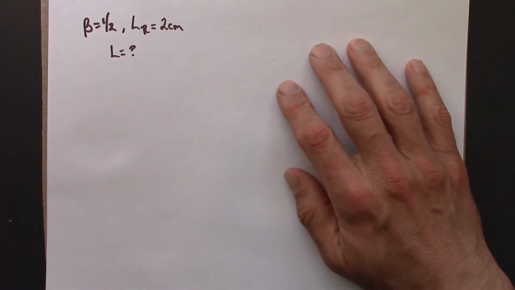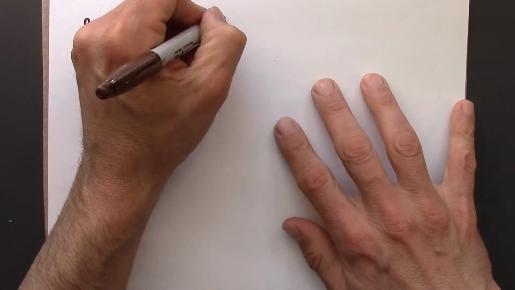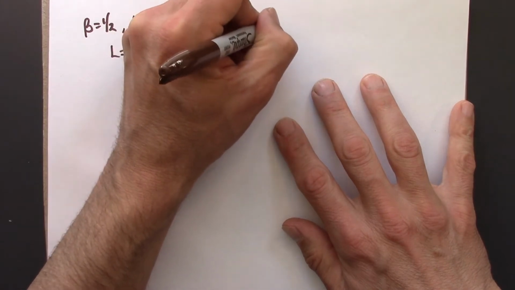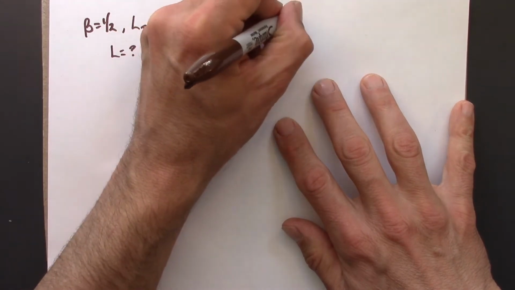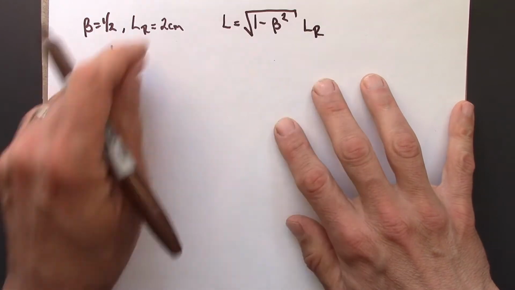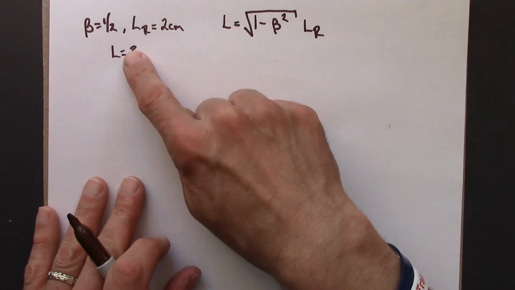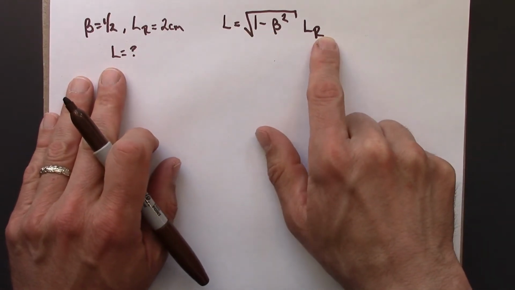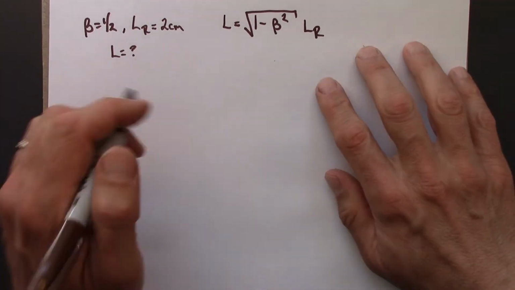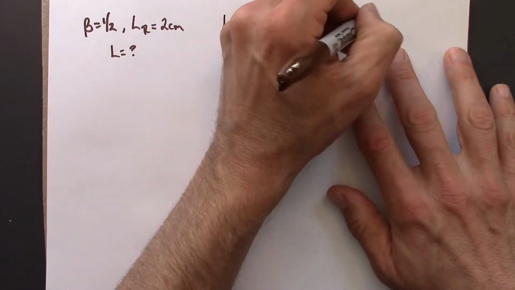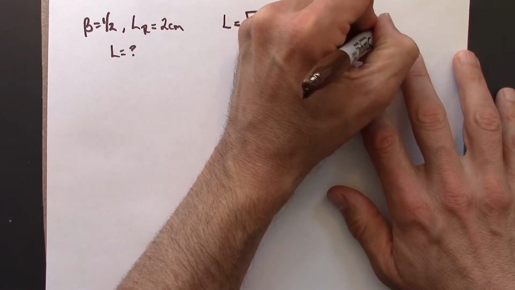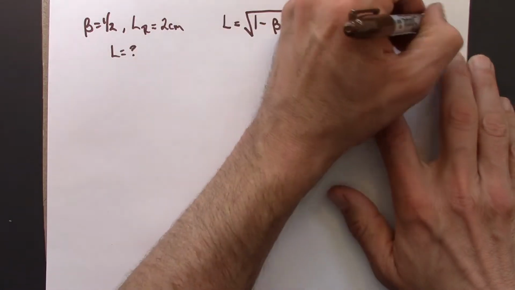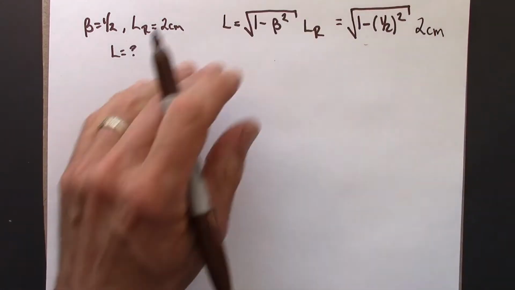Okay, so let's use the Lorentz contraction formula. L, that's what we're looking for, the length in a moving frame, equals the square root of 1 minus beta squared, times LR. And well, we have all this information, so we can just plug in and see what happens. 1 minus a half squared, square root all of that, times 2 centimeters.